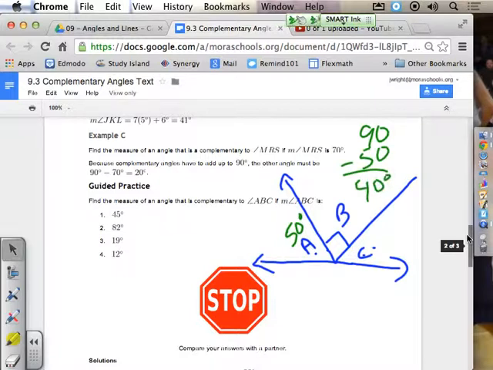Hopefully you have a decent understanding of what complementary means. Good luck and ask questions.